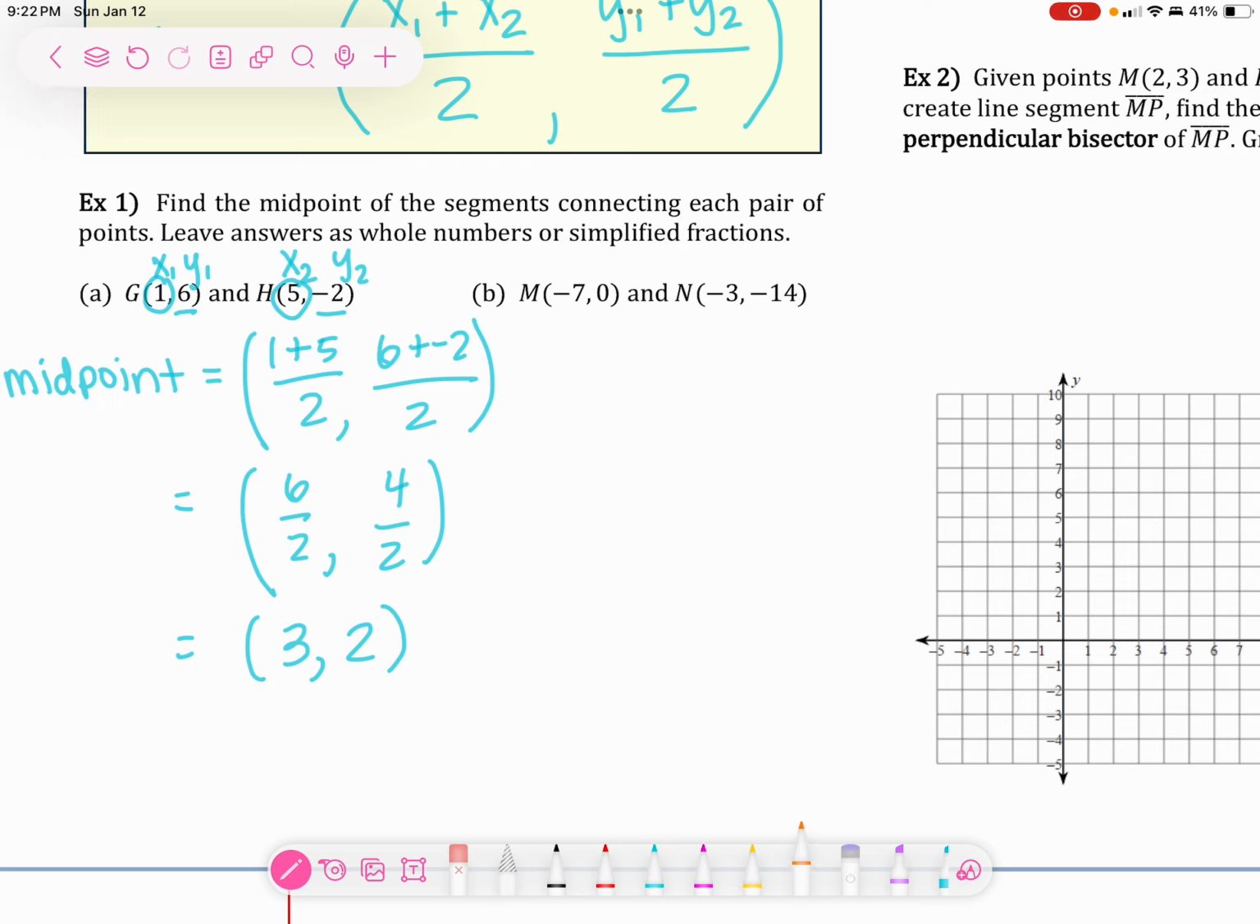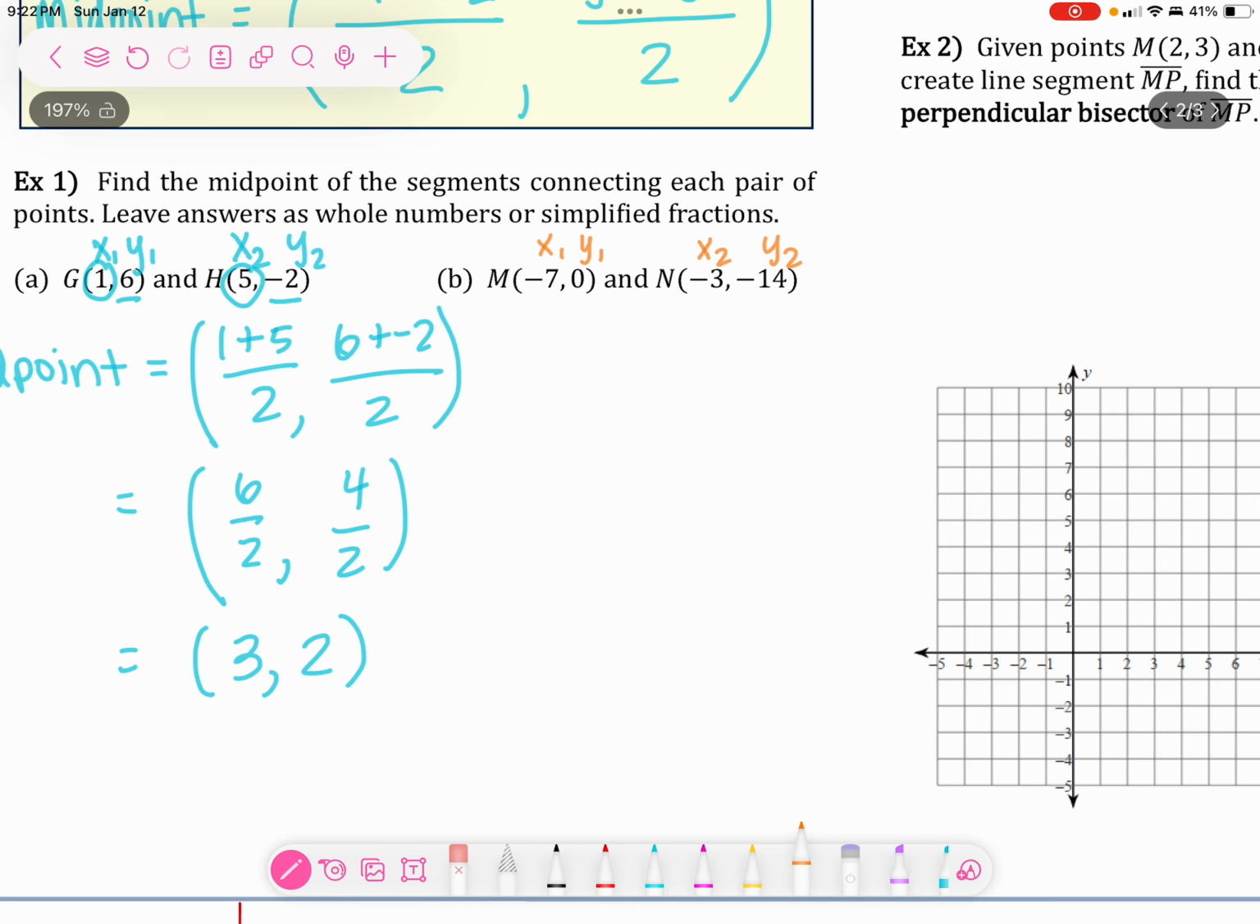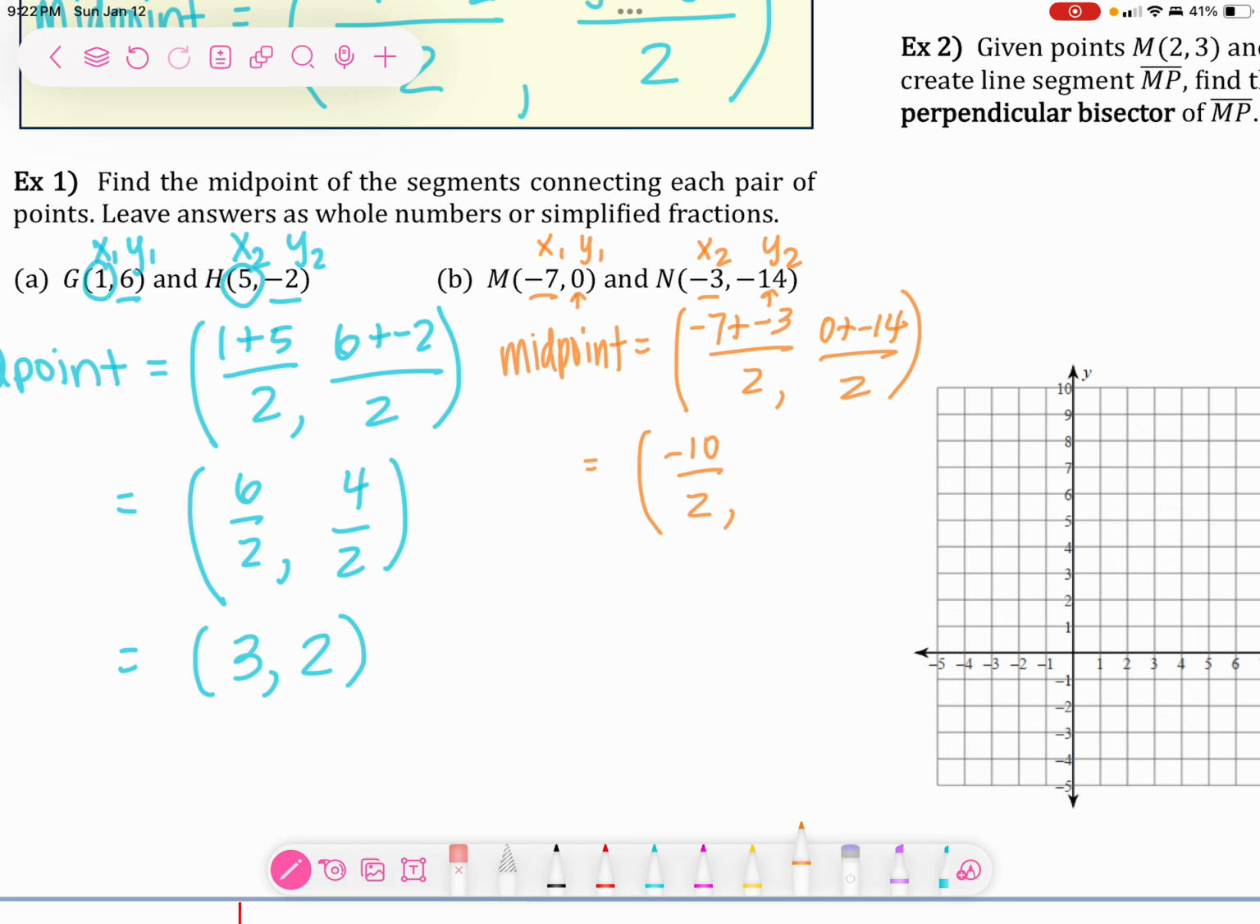Now let's look at B. Again, you can label them x1, y1, x2, y2, whatever's going to work for you. Just make sure you add the x's together and the y's together. Don't cross-contaminate, okay? So for the midpoint, you're going to add your x's. So negative 7 plus negative 3. Divide by 2, and then add the y's, 0 plus negative 14, divide by 2. We end up with negative 10 divided by 2 and negative 14 divided by 2. And of course, then we get negative 5, comma, negative 7.